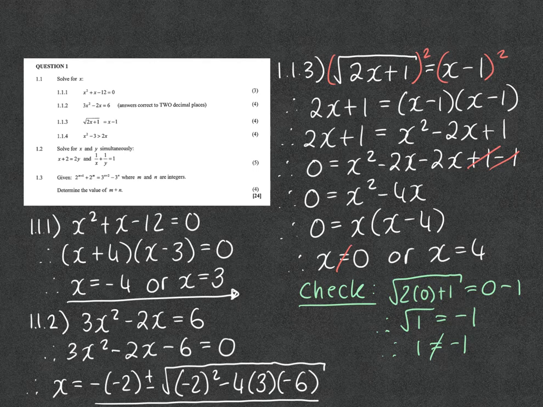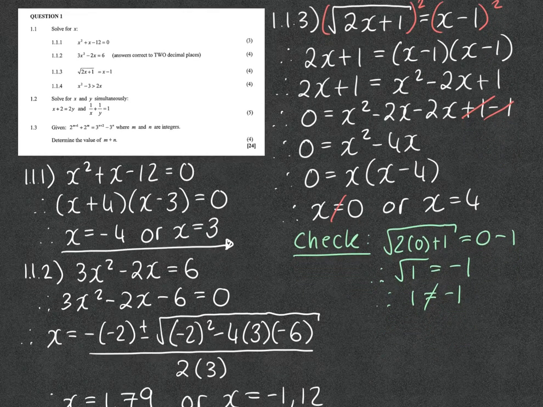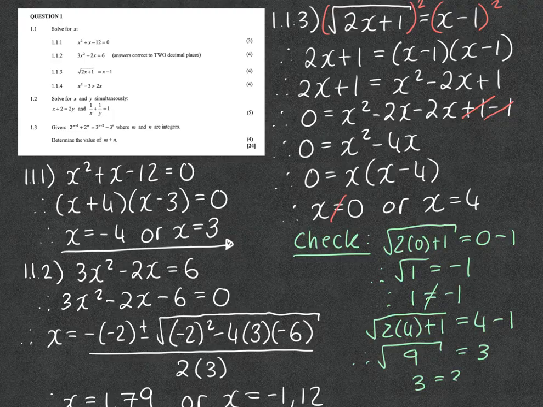Let's check if my 4 will work. Let's just raise it up a little bit there. So if I substitute in, the square root of 2 times 4 plus 1 equals 4 minus 1. So that is therefore going to give me the square root of 8 plus 1, which is 9, equals 4 minus 1, which is 3. 3 equals 3. Therefore, that one works. That one doesn't work. So my final answer here is only x equal to 4. The x equal to 0 does not work.